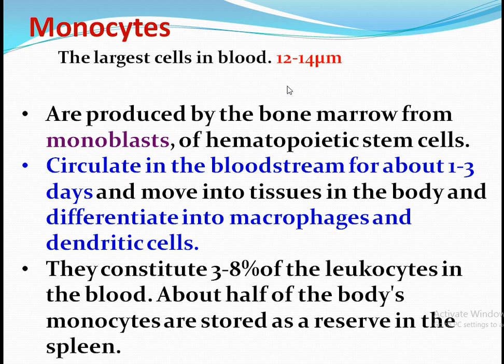The monocyte is the largest cell in the blood, having a size of 12 to 14 micrometers. They are produced by the bone marrow from monoblasts. As we have already discussed, they circulate in the bloodstream. They constitute 3 to 8% of the leukocytes in the blood.